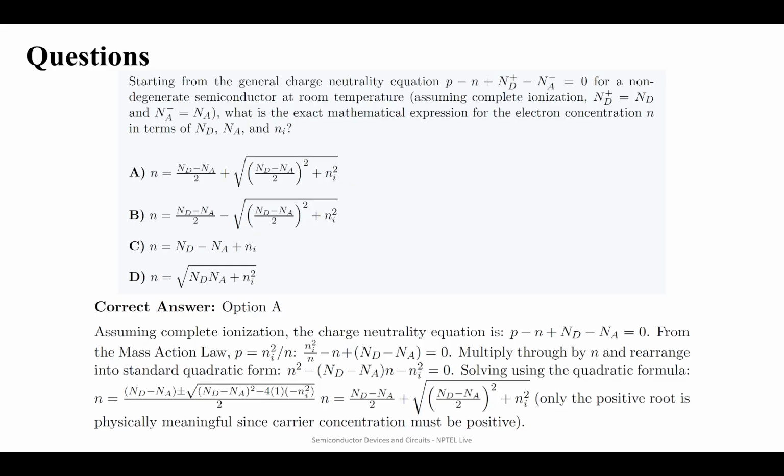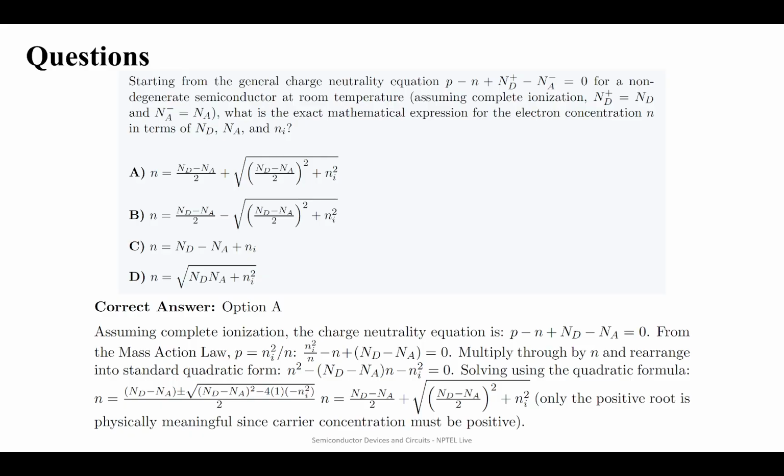The correct answer will be option A. Assuming complete ionization, the charge neutrality equation is p minus n plus Nd minus Na equals 0. From the mass action law, p equals ni square by n, which gives us ni square by n minus n plus Nd minus Na equals 0.